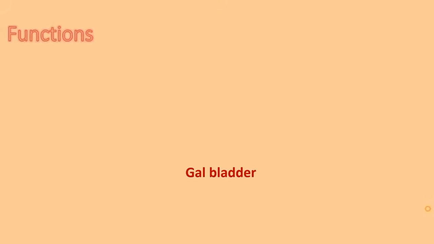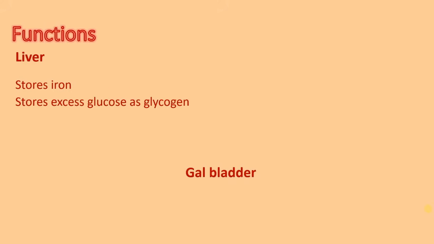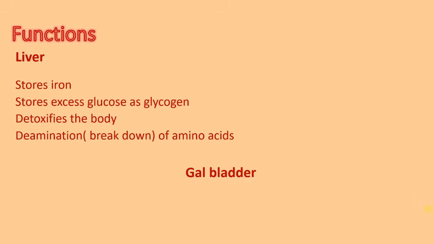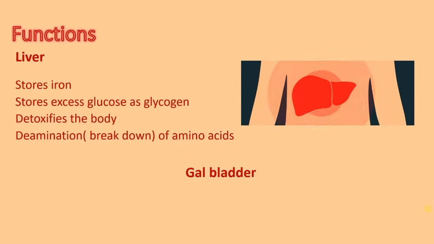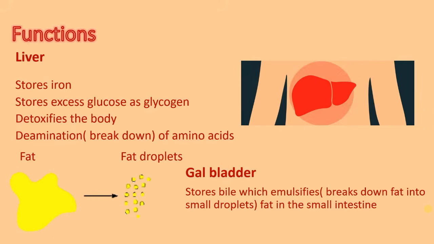So let's have a look at our last three structures. The liver stores iron, it stores excess glucose, and also detoxifies the body, removing alcohol and medicine. Then it also deaminates amino acids, meaning it breaks down amino acids, and also produces bile. Now, bile is stored in the gallbladder, and this emulsifies fat, which means that it breaks down fat into very, very small particles.